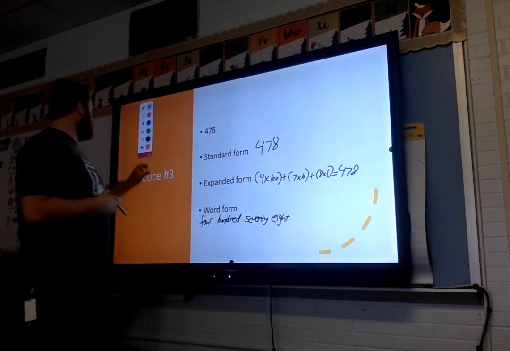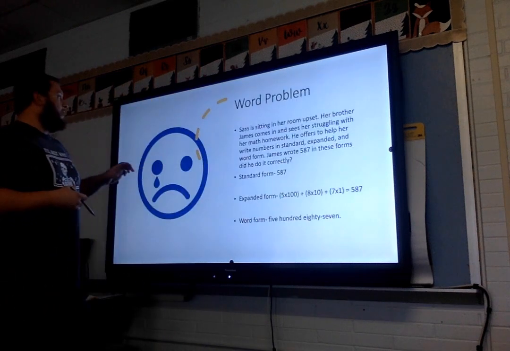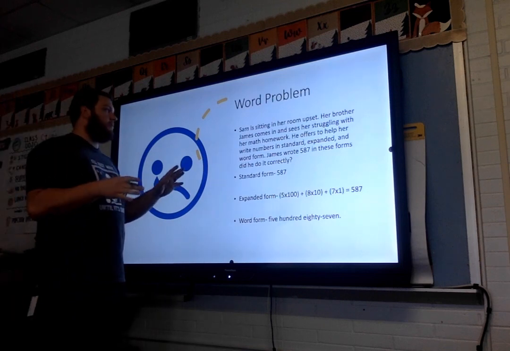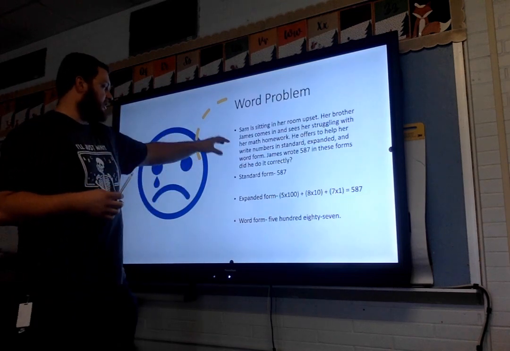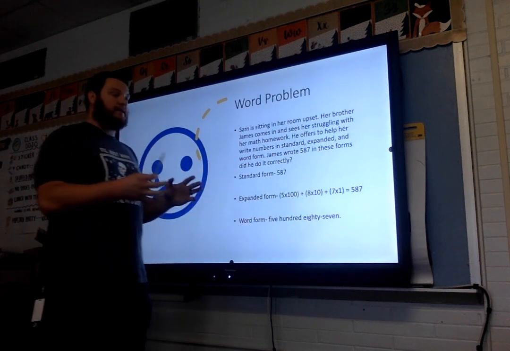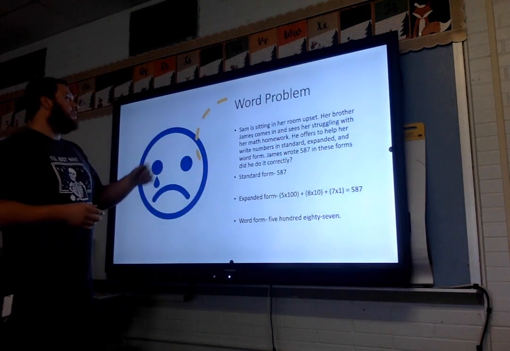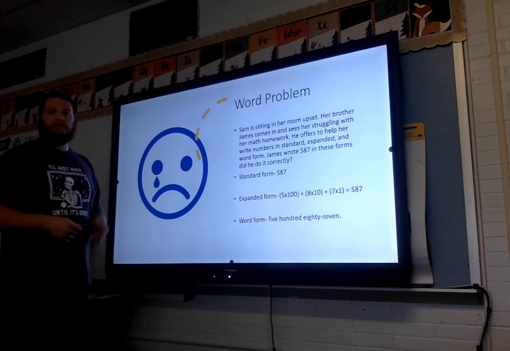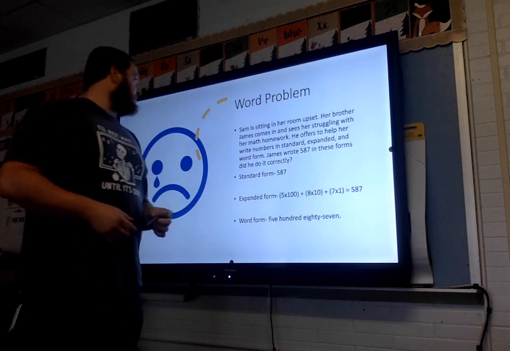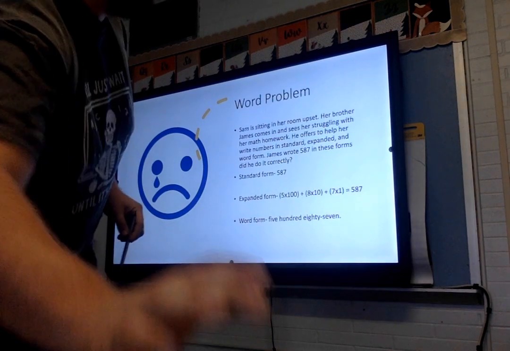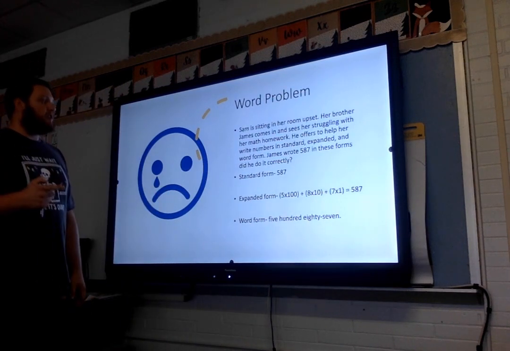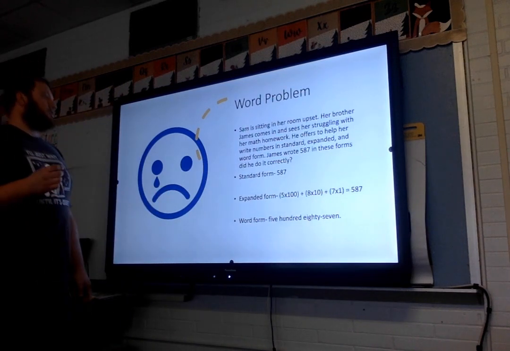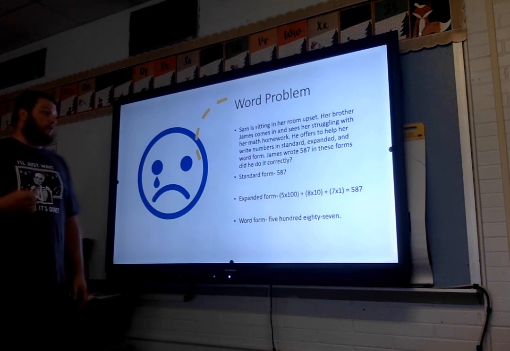So we do that for our last practice. Then we'll go into a word problem. It's kind of cut and dry just because it's looking for standard form, expanded form, but I still just kind of get them used to seeing it in a sentence. So Sam is sitting in her room upset. Her brother comes in and sees her struggling with her math homework. He offers to help her with numbers in standard, expanded, and word form. James wrote 587 in these forms. Did he do it correctly?